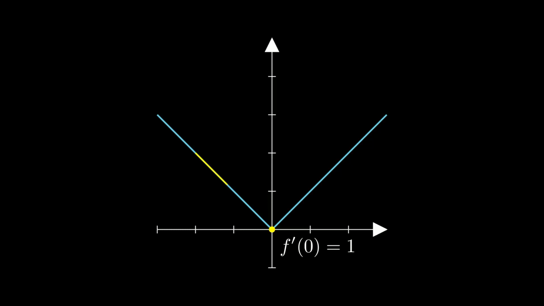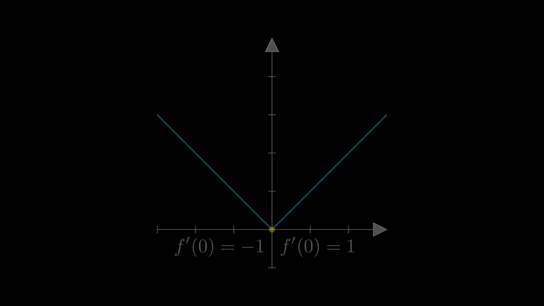And we can perform the same reasoning on the other side of the point, in which case the slope turns out to be negative 1. And this time in the limiting case, the derivative turns out to be negative 1 at x equals 0. So as the derivative cannot be both 1 and negative 1 at the same point, the derivative does not exist at x equals 0.